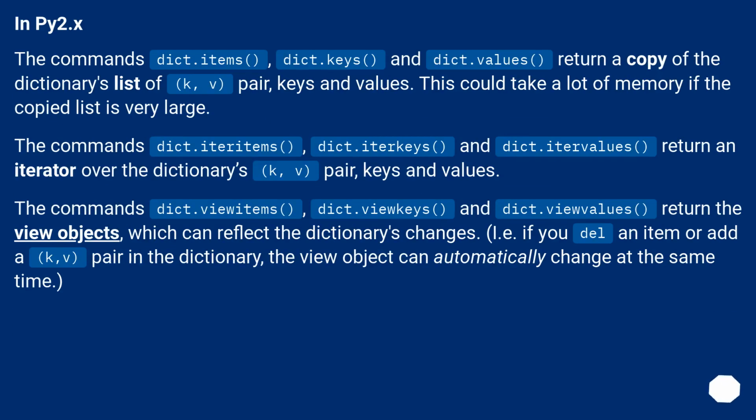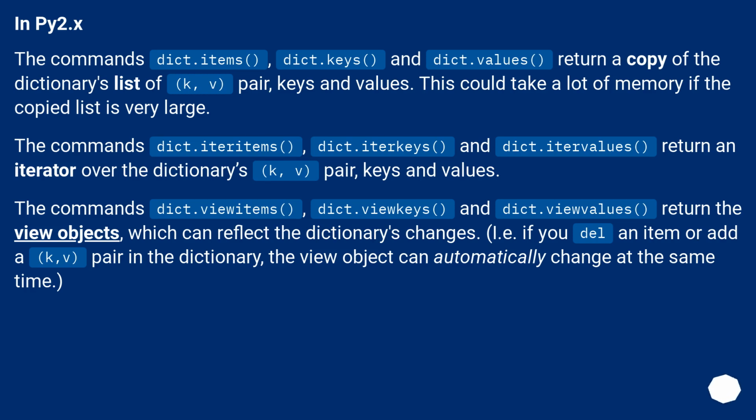In Py2.x, the commands dict.items, dict.keys and dict.values return a copy of the dictionary's list of (k, v) pairs, keys and values. This could take a lot of memory if the copied list is very large. The commands dict.iteritems, dict.iterkeys and dict.itervalues return an iterator over the dictionary's (k, v) pairs, keys and values.